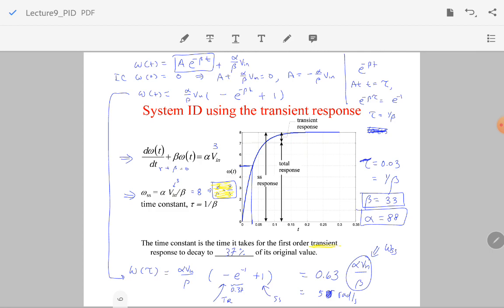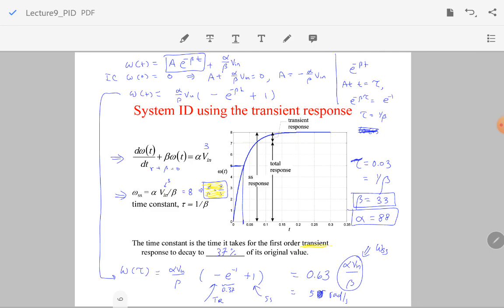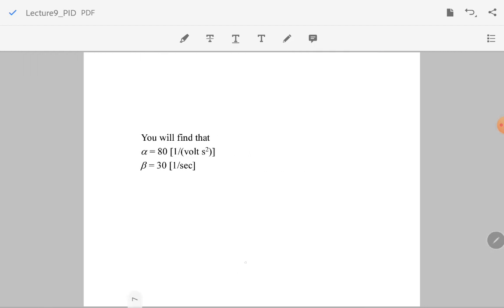So anyway, this used to be our lab, and then we took this lab out. So you'll find that alpha was very close. Alpha was 80 and beta was 30. What did I get? I got 88 and 33, and let me see, that's more than 10% error. You will get marked wrong on the homework quiz, by the way. I think you have to be within plus minus 10%.